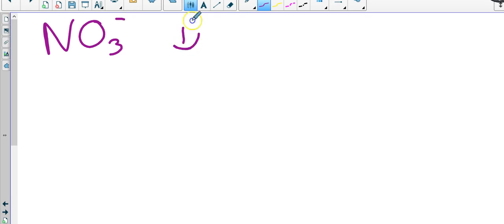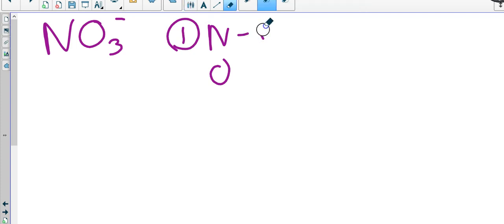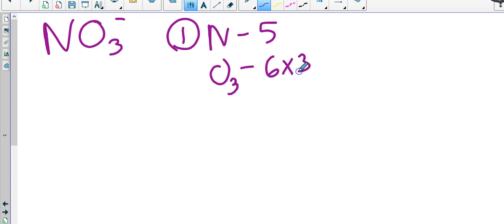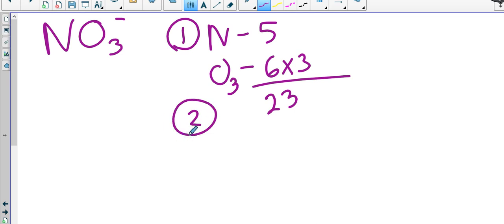Step number 1, count the valence electrons. Whee! I almost put a 6 in. That's all right. This is 5, and this is 6 times 3. And so that's 18 plus 5 is 23. And then step number 2, what do I need to do? Kyra? For step number 2, you adjust electrons if it's an ion. And it's an ion. So what do I need to do to 23? Take 3 away. Or add 3. Wait.